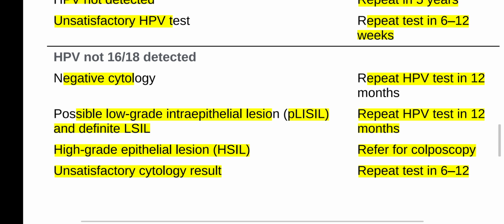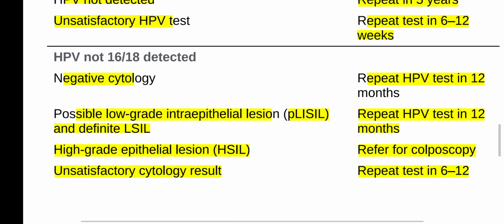Okay, so HPV is detected and they did the cytology and it is also showing negative. In those women in which HPV is detected but not 16 and 18, with negative cytology, we have to repeat the HPV test in 12 months, or 1 year.